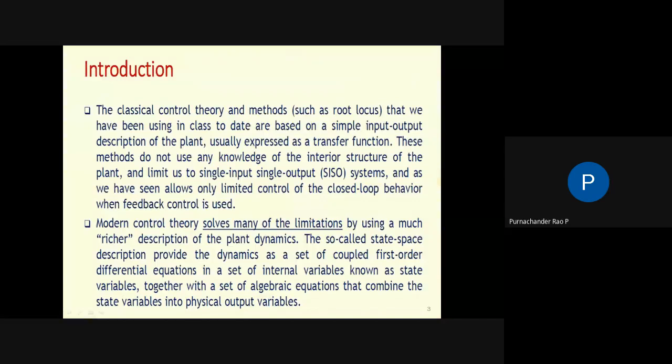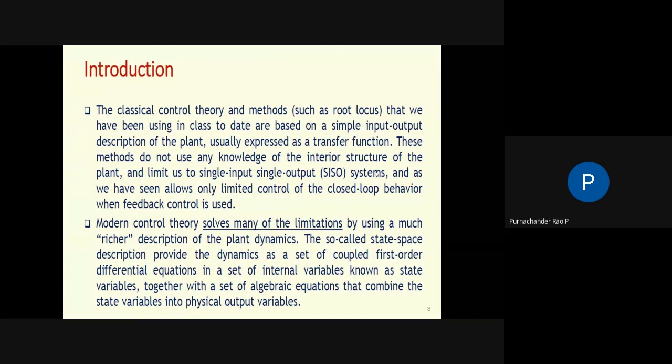Okay, so this method does not use any knowledge of the interior structure of the plant. That means it is not giving you the mechanical or electrical details. Just we are writing the transfer function in terms of the S domain. Then we are applying a single input, such as a step input or ramp input. These are the basic inputs. So that is called a single input and single output system, which we are using for the analysis of time response or frequency response.